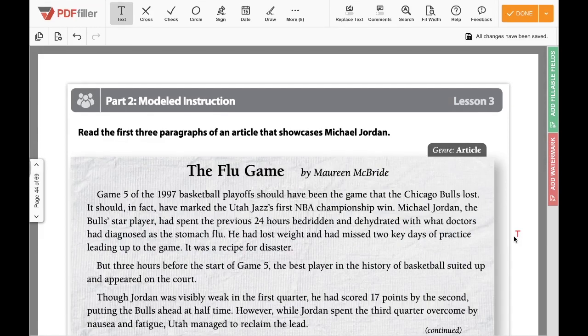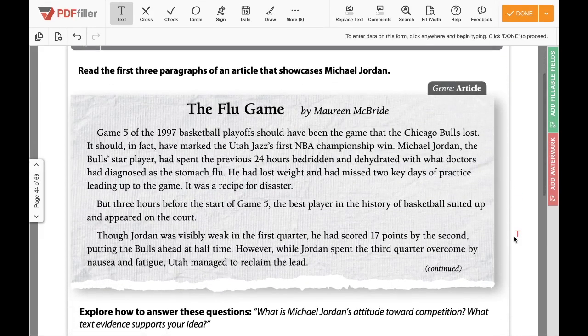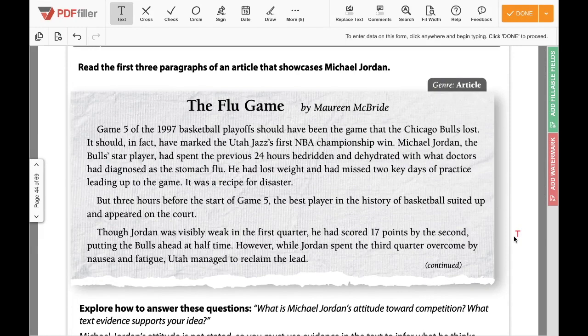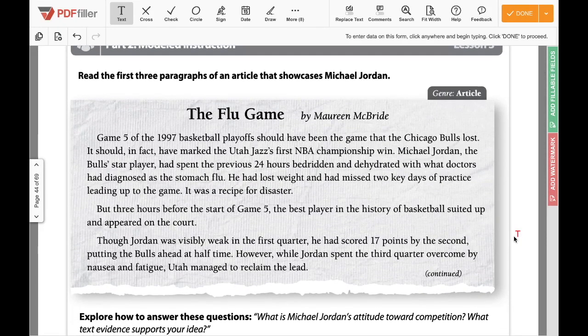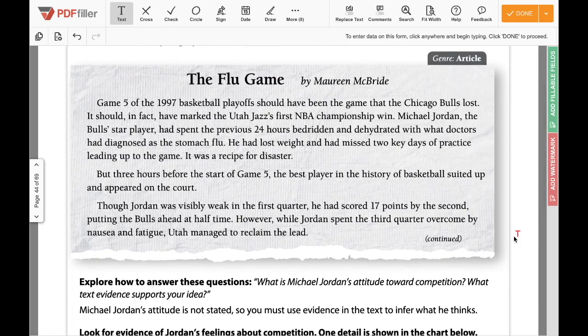So we're at the top of 44. It's called The Flu Game by Maureen McBride. So read the first 3 paragraphs of an article that showcases Michael Jordan, the basketball player. So we're just going to read this really quickly.